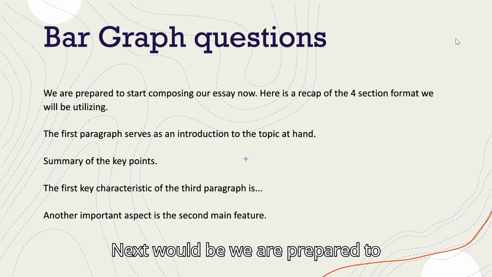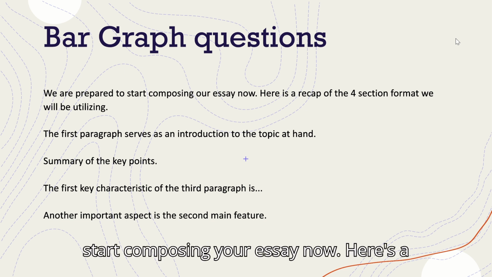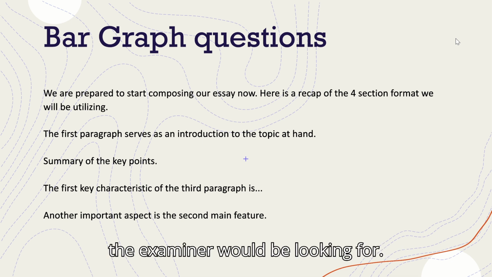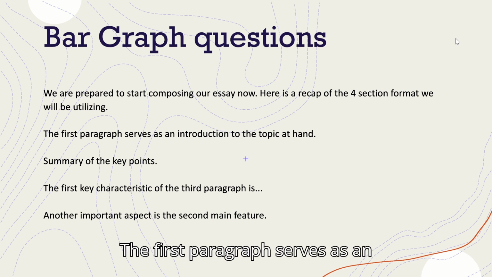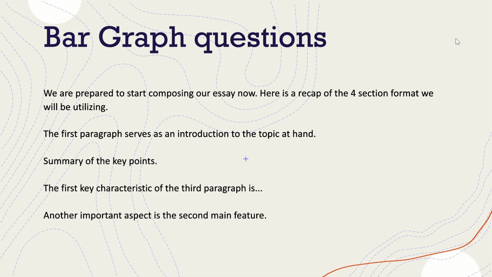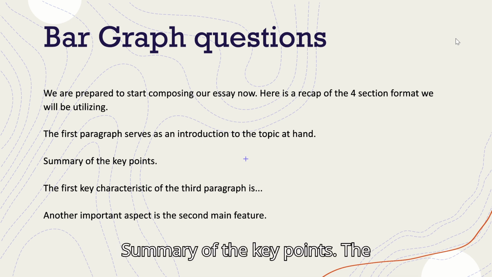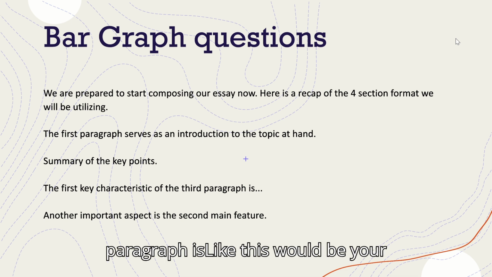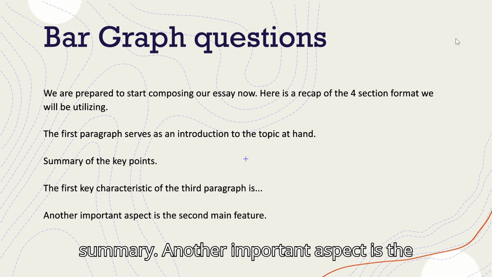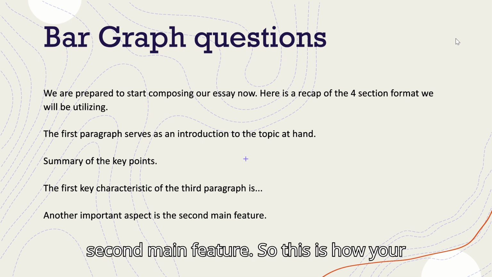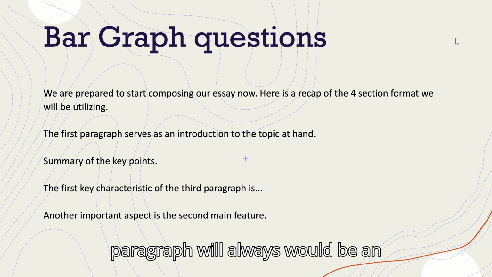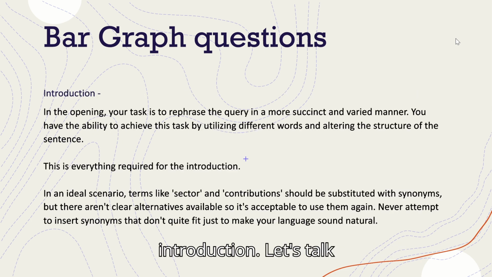Next, we are prepared to start composing your essay now. Here's a recap of the four section format which the examiner would be looking for. The first paragraph serves as an introduction to the topic at hand. Then a summary of the key points. The first key characteristic, in the third paragraph, would be like this. Another important aspect is the second main feature. So this is how your summary would look, and your first paragraph will always be an introduction.